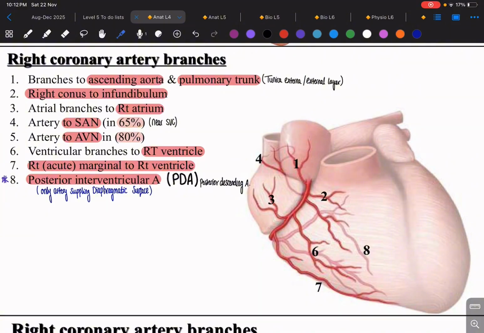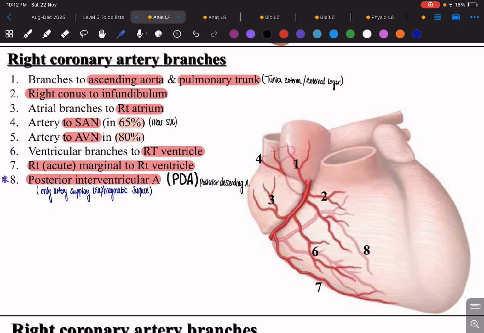Okay, so this branch is going to be given to 65% of the people from the right coronary artery. Meaning 65% of people in the world are going to have the artery of the SA node from the right coronary artery. And the rest, we'll see in the coming slides. But all we need to know here is that in 65% of people, the artery of the SA node is going to be a branch of the right coronary artery.